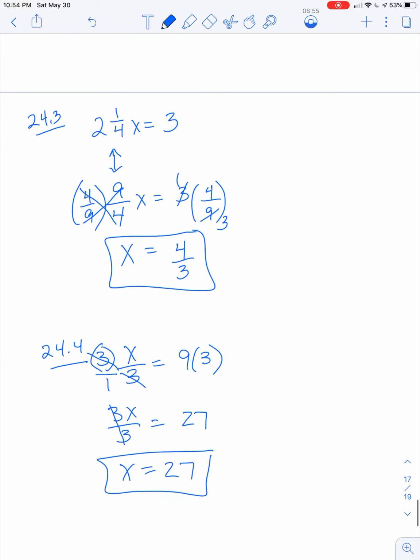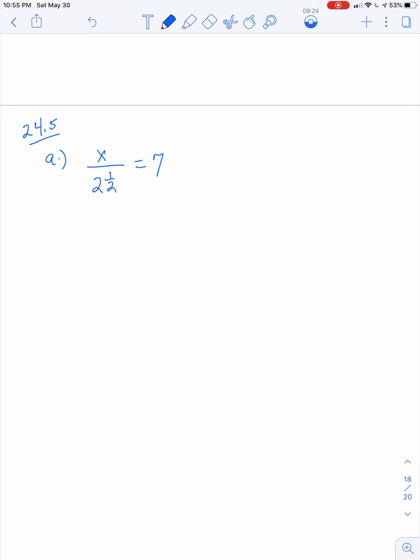That's 24.4. Let's look at 24.5. This is the last example in the lesson, and then we'll do some practice problems. Go back up to our notes. 24.5, we are being asked, oh, no, we just have two problems here. A, which is x over 2 1/2 equals 7.